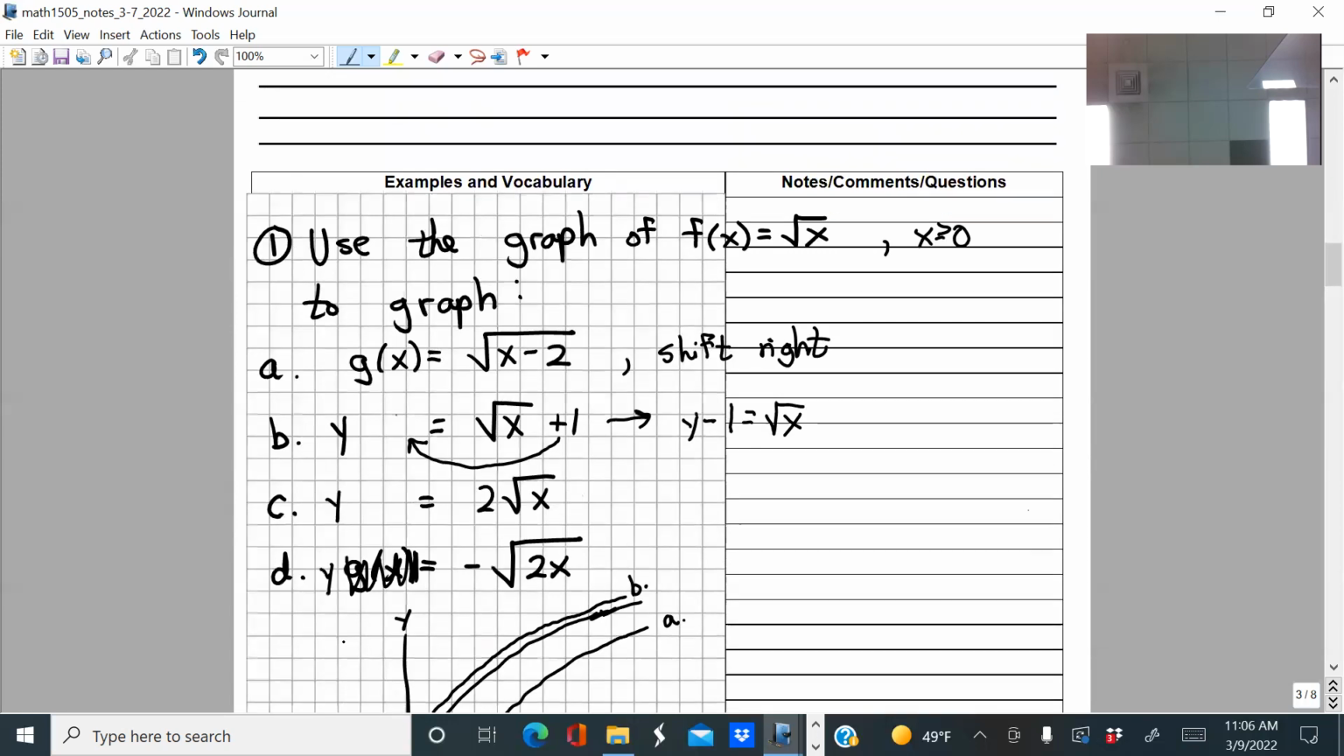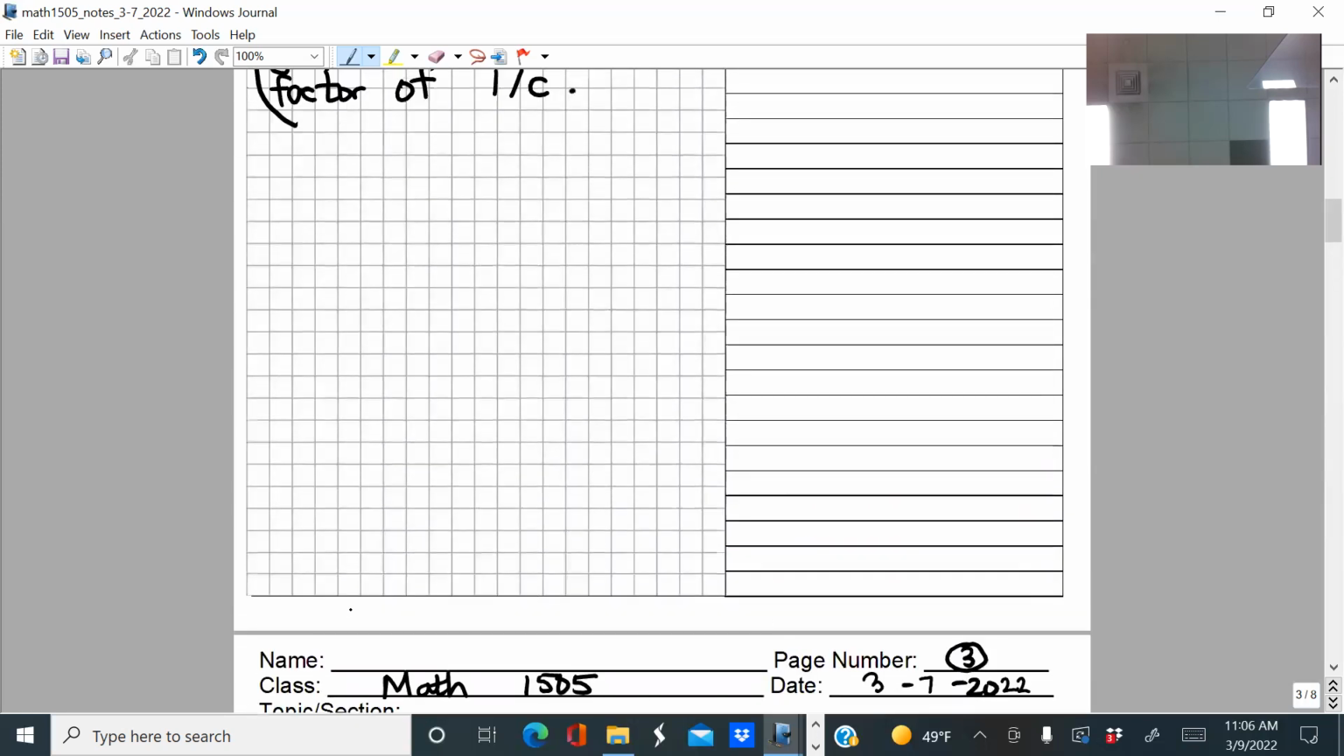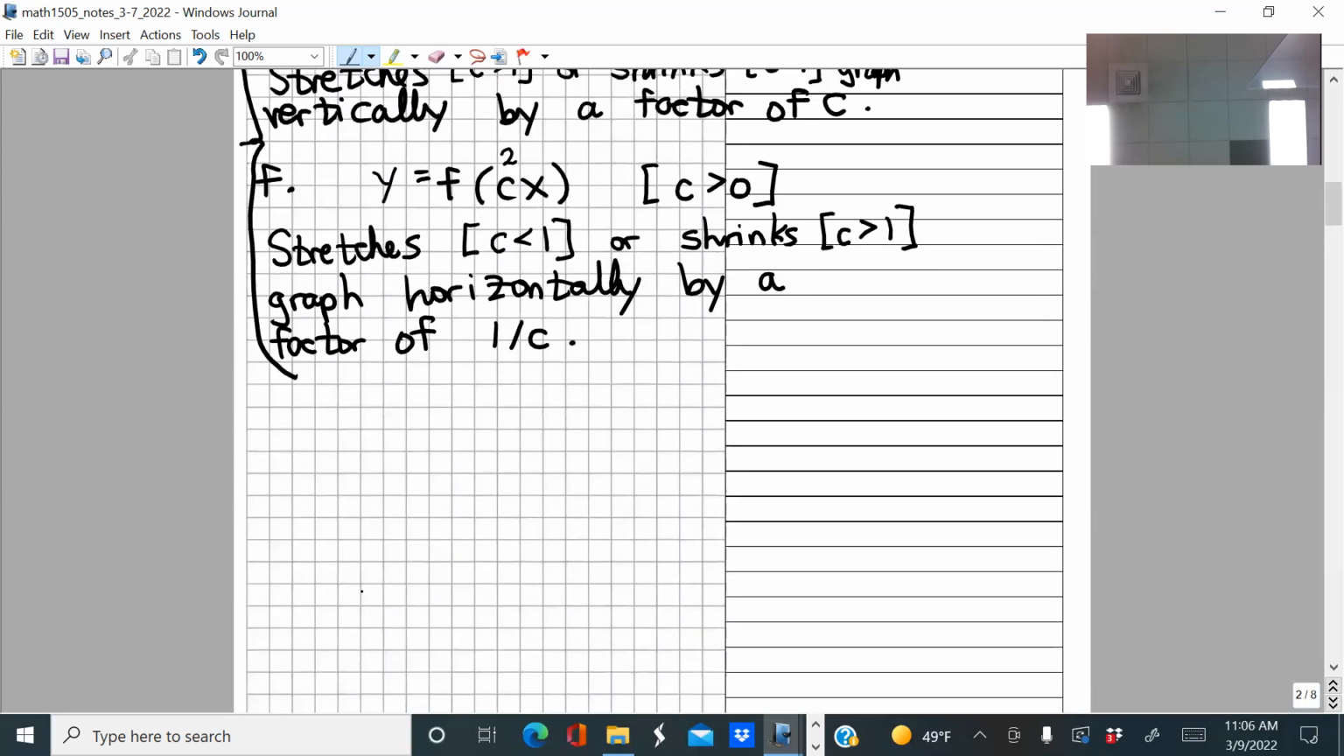Let's scroll back up and look. I multiplied the x by the constant, and that constant is bigger than 1. So what did it do? It shrunk it horizontally by a factor of 1/2.